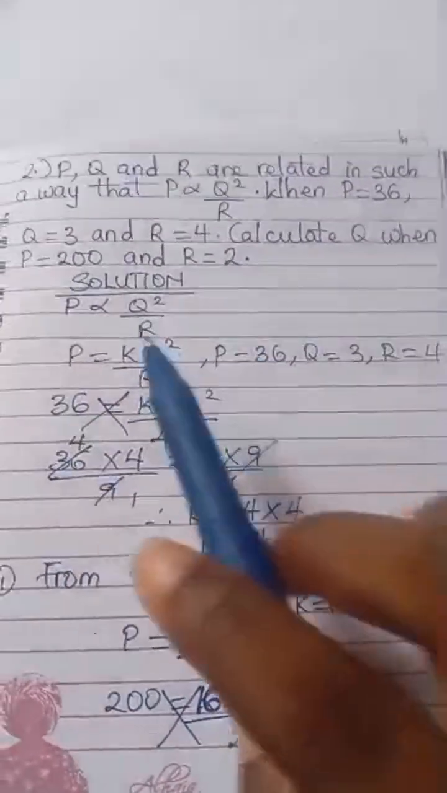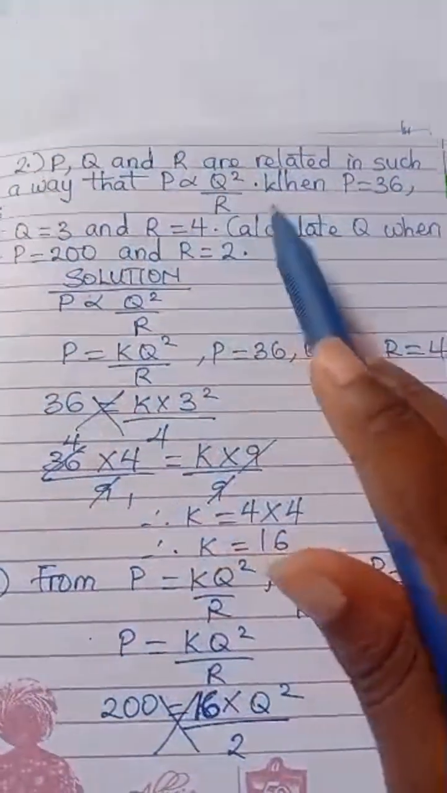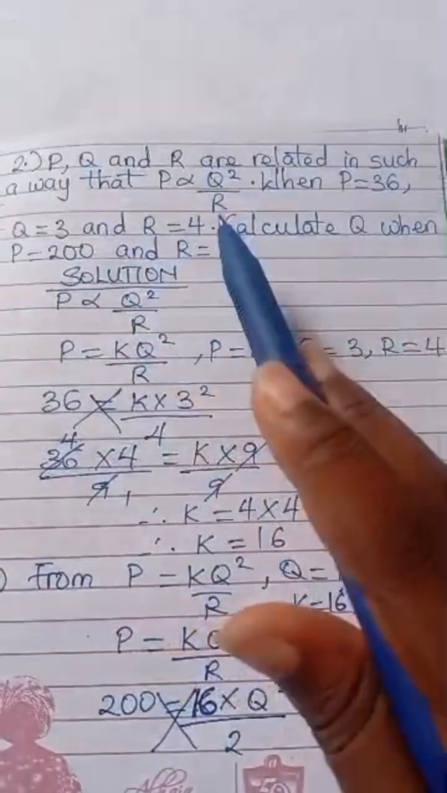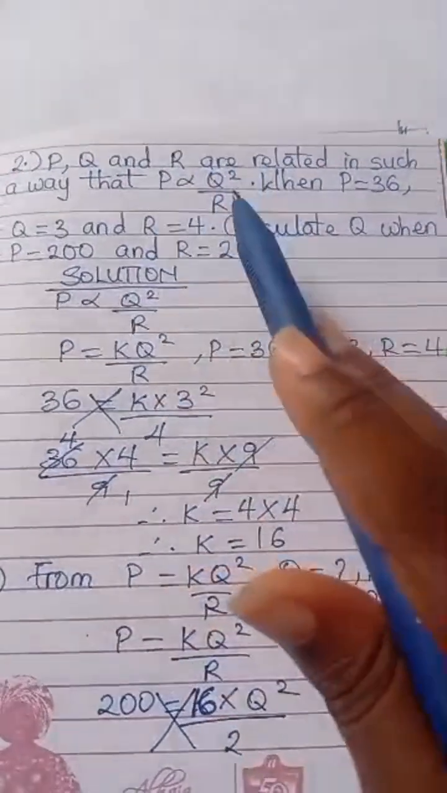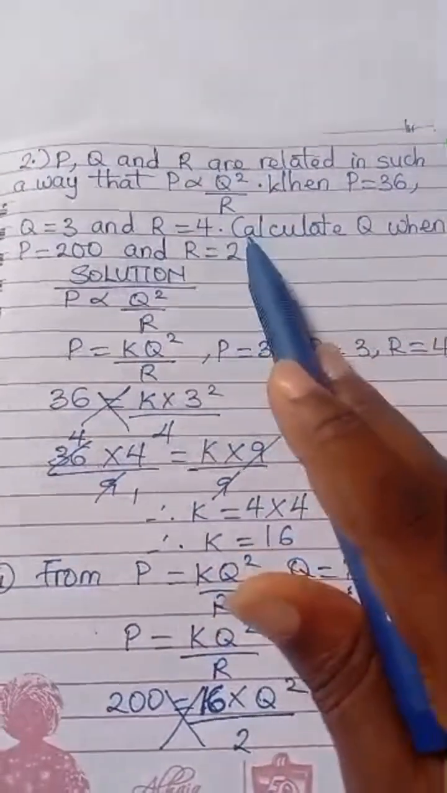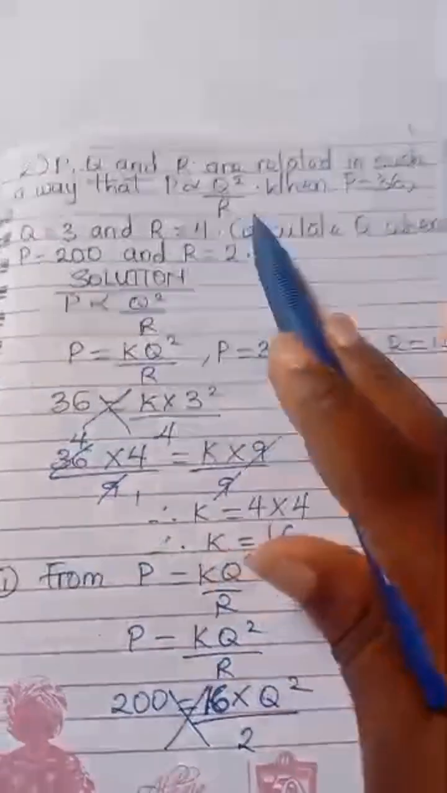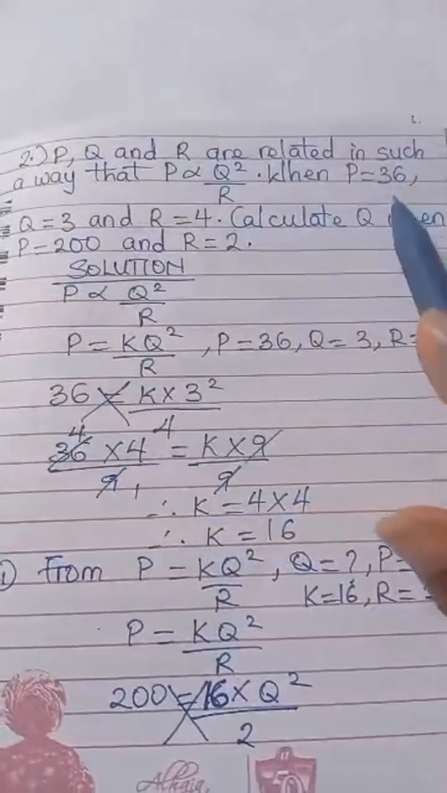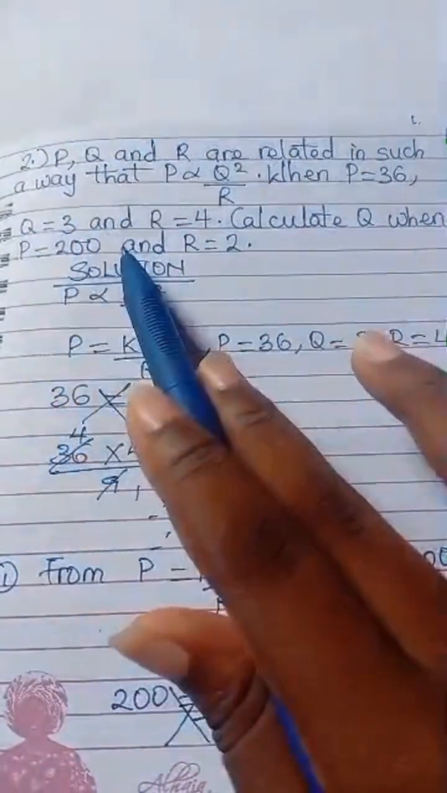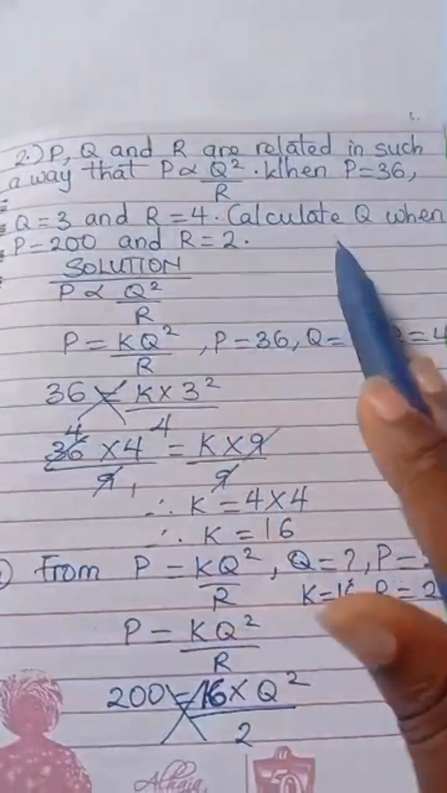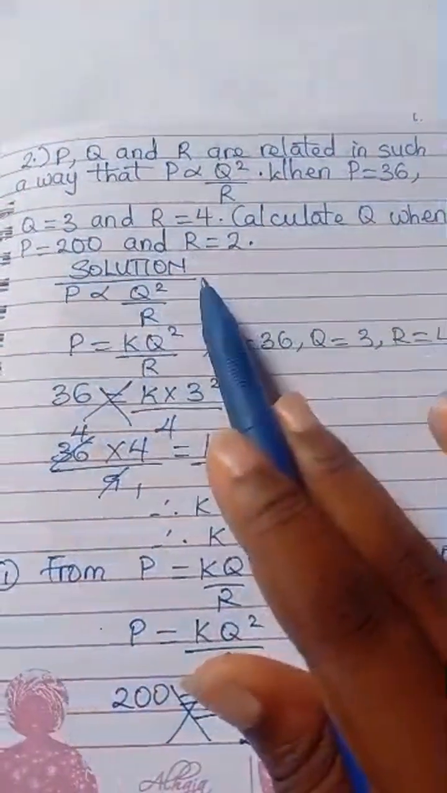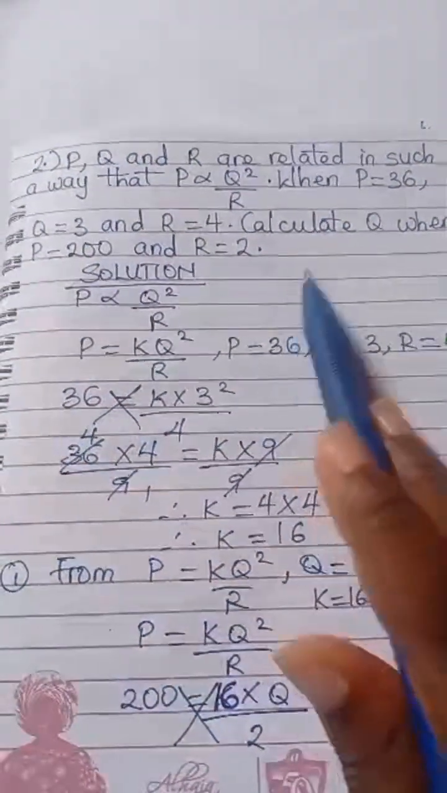So number 2, I brought one more question. P, Q and R are related in such a way that P is directly proportional to Q squared and inversely proportional to R squared. That's the meaning of what they wrote here. When P is equal to 36, Q is equal to 3 and R is equal to 4. Calculate Q when P is equal to 200 and R is equal to 2.